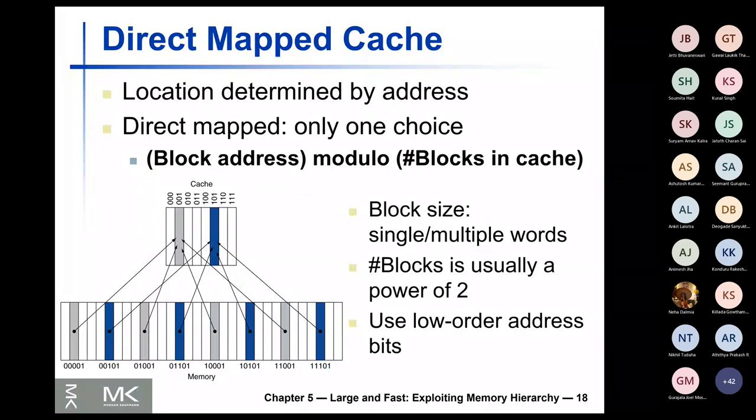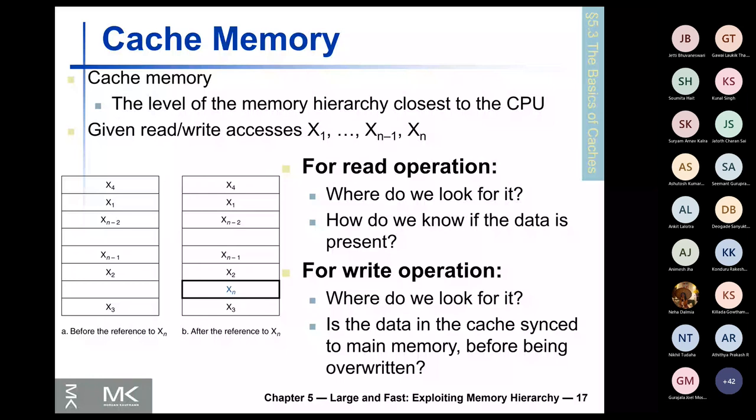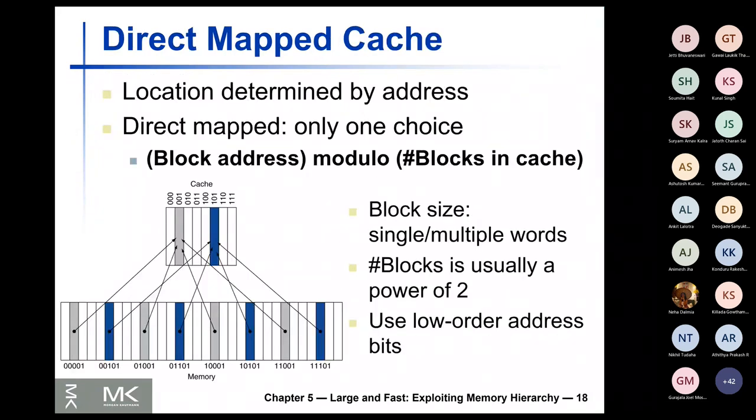So there were two questions, remember. Where to look for the data and how can I trust the data? How do I know that this is the actual data I am looking for? First part we have answered by a simple mechanism of taking a modulo with the number of blocks in cache, and since the number of blocks in cache is usually a power of 2, I just look at certain number of bits, depending on the number of blocks in the cache, of the block address for which I am looking, and I go to the correct cache location. This much is done. The second part is how do I trust the data? How do I know that this is the actual data? Any suggestion?